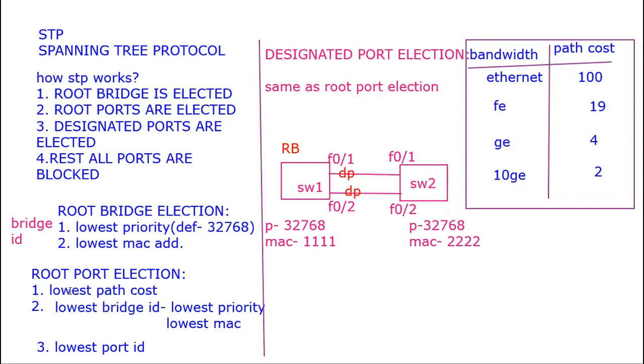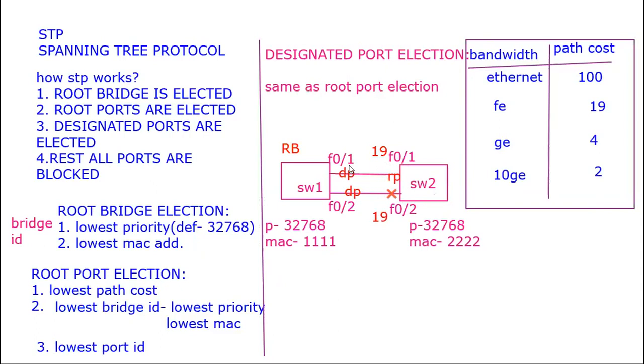Root port election is based on the lowest path cost. If you see the path cost, both the links give you the same path cost because both are fast Ethernet links. So the path cost is 19, same. 19 for this link, 19 for this link. So the election process goes on to the next step, lowest bridge ID. Bridge ID is lowest priority and MAC address. Both the ports are on the same switch, so the priority and MAC address are the same. So the tiebreaker will be the lowest port ID. The lowest port ID is fast Ethernet 0/1. So this will become root port. And the last one, this will be blocked.